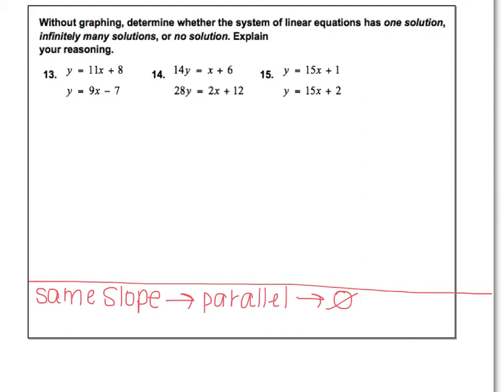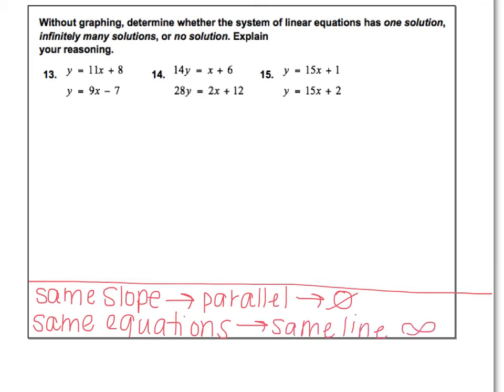Our second rule is that if the equations are the same equations, then it's the same line, which means we have an infinite number of solutions. If we have different slopes, that means they are going to cross at one exact point, which means we'd have one solution.